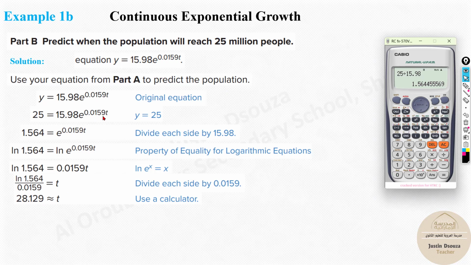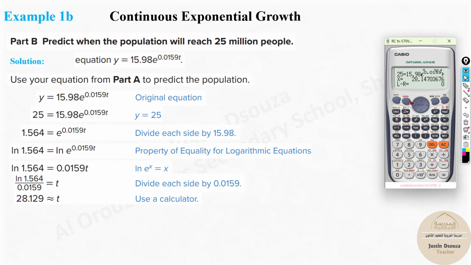We can do this directly in the calculator. Let's just double check. 25 equals 15.98 e to the power 0.0159 into alpha and x. You need to press shift and solve. This is the previous stored answer. You need to press equal to, you'll get the answer. Okay, here it is showing a more accurate answer, but it's fine, it's almost the same.